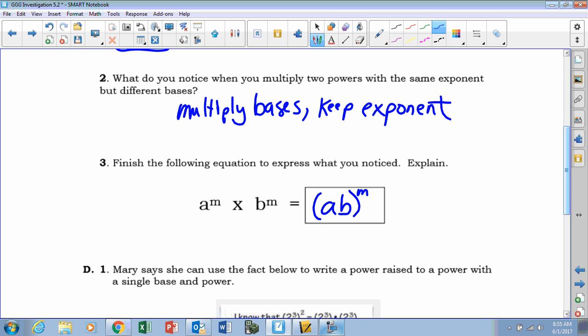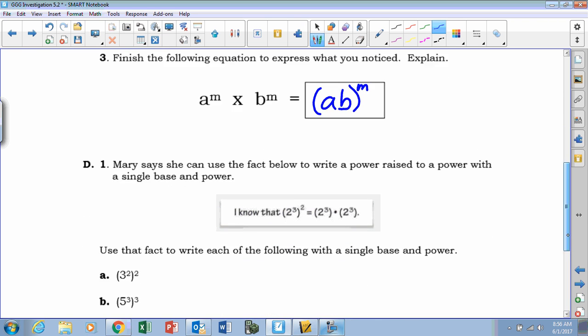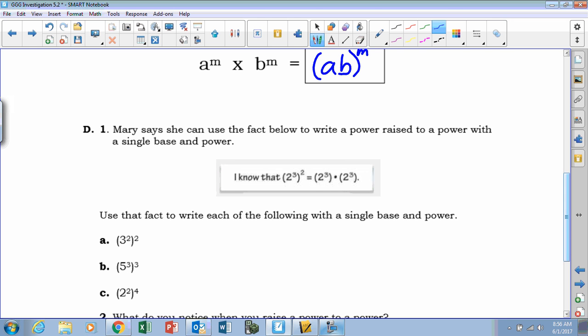Okay, we're in part D now. Mary says that she can use the fact below to write a power raised to a power with a single base. So this is what Mary wrote. 2 to the third power, then she squared that. So she can say, well, 2 to the third times 2 to the third, because that's two of them, right? You're squaring this expression here. So there's two of them, right?